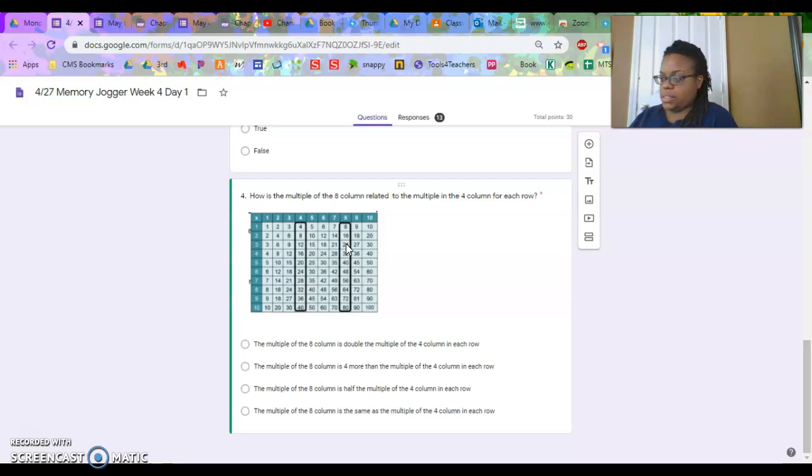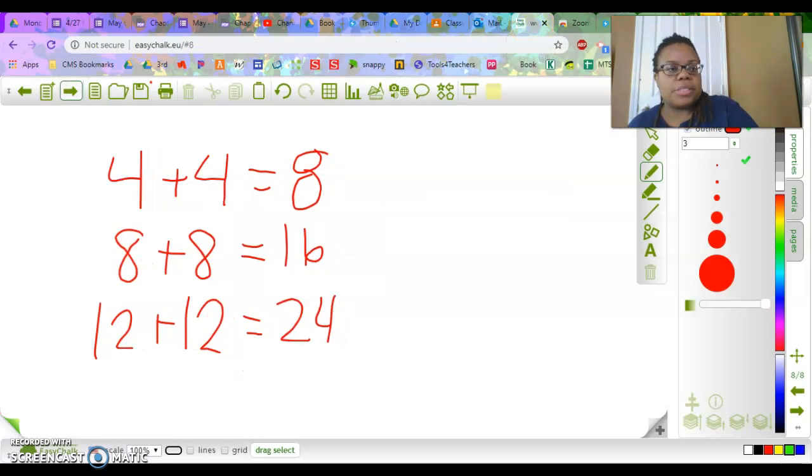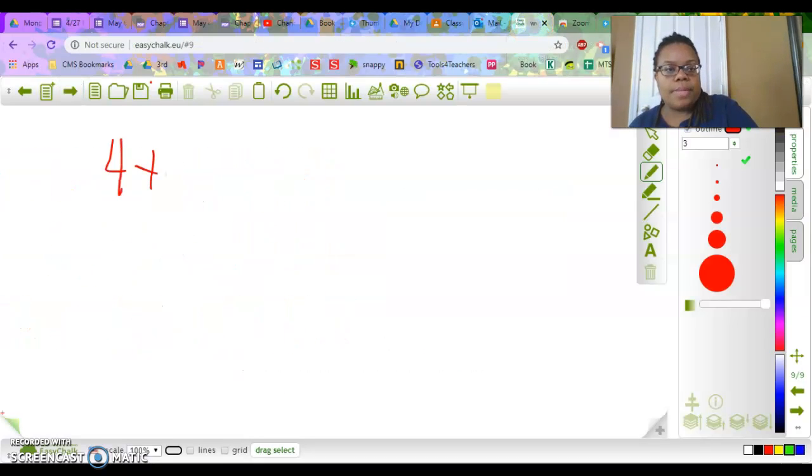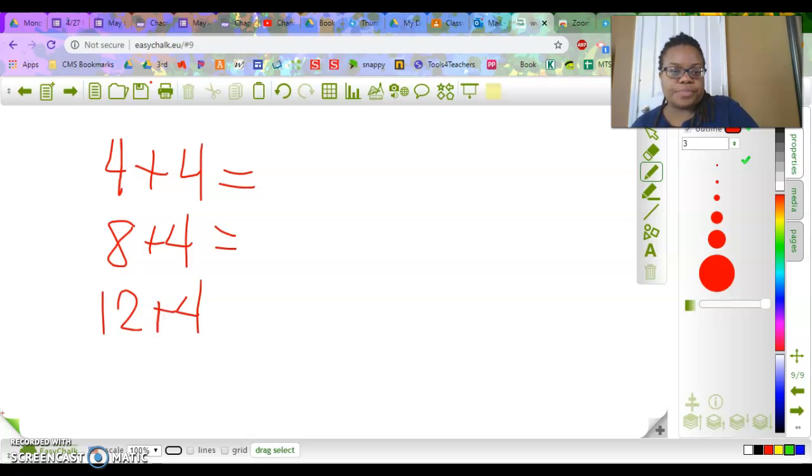Now let's look at the other answer. The other answer choice says the multiples of the 8 column right here is 4 more than the multiple of the 4 column. So let's start that. This one right here is 4. So 4 plus 4, 8 plus 4, 12 plus 4. Those are the facts that we're getting ready to solve. So I'm going to start a new sheet. 4 plus 4, 8 plus 4, and then 12 plus 4.